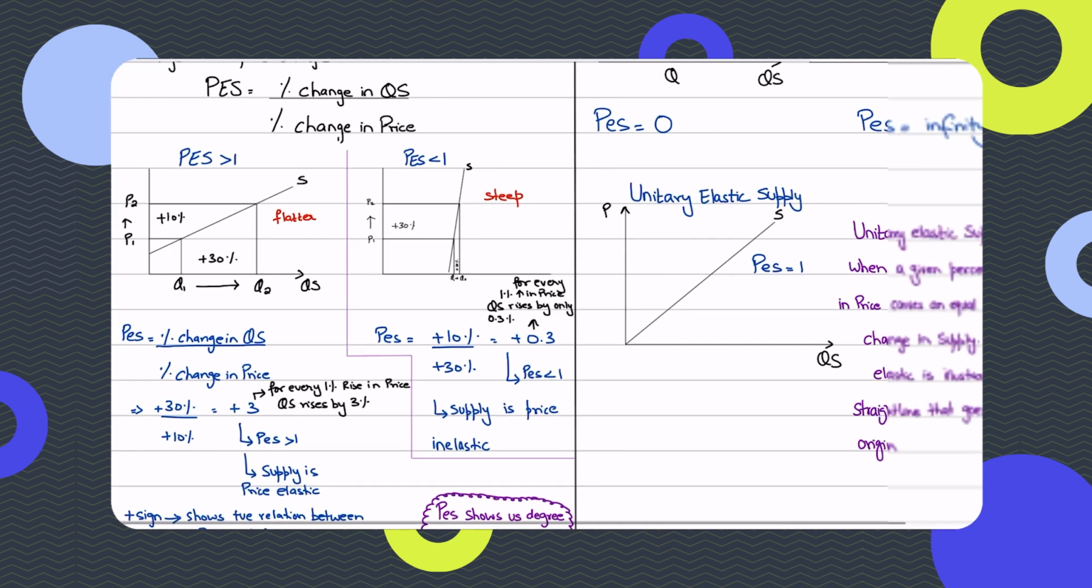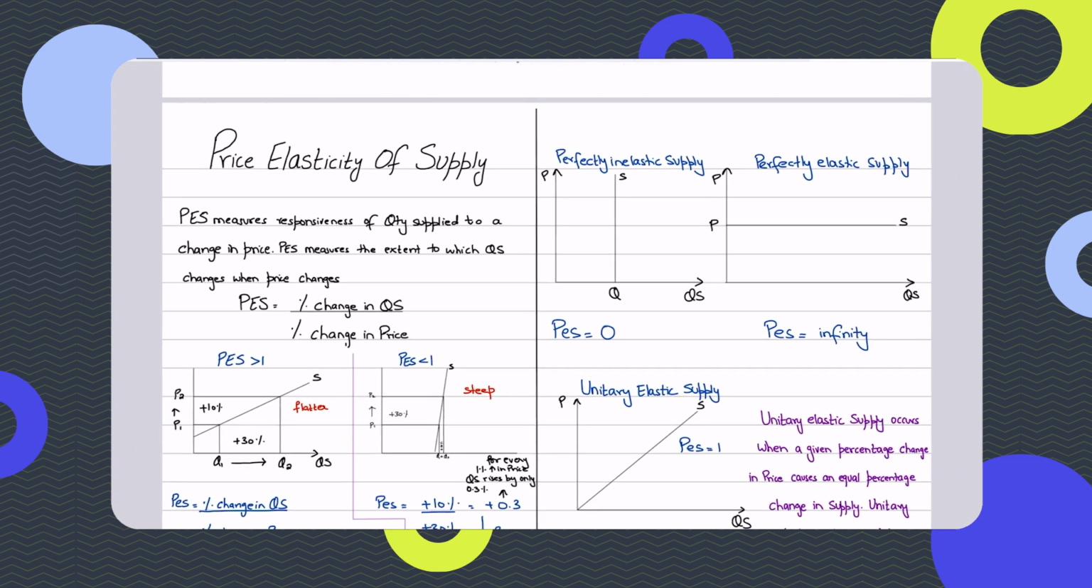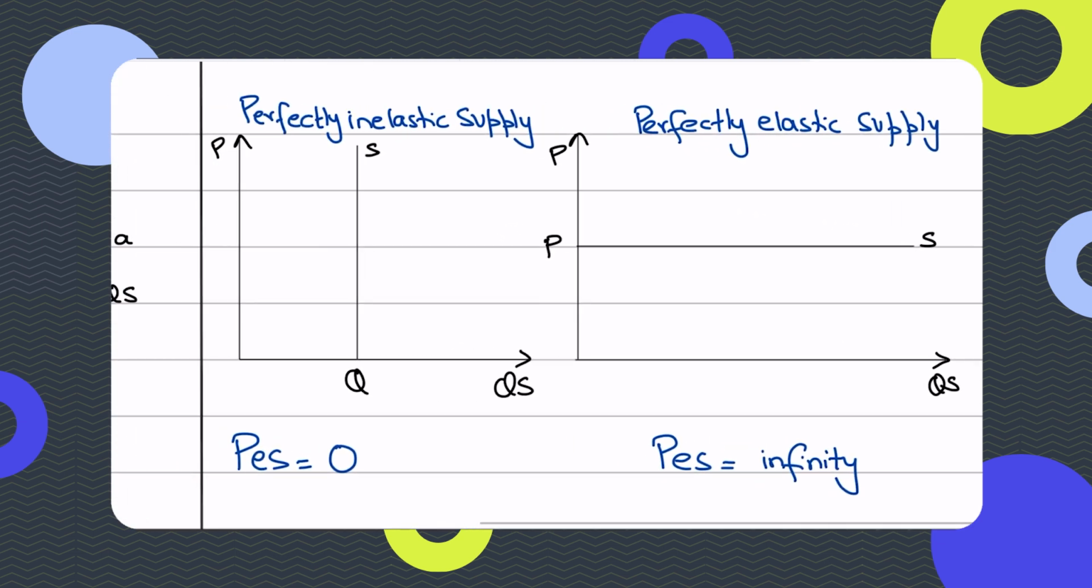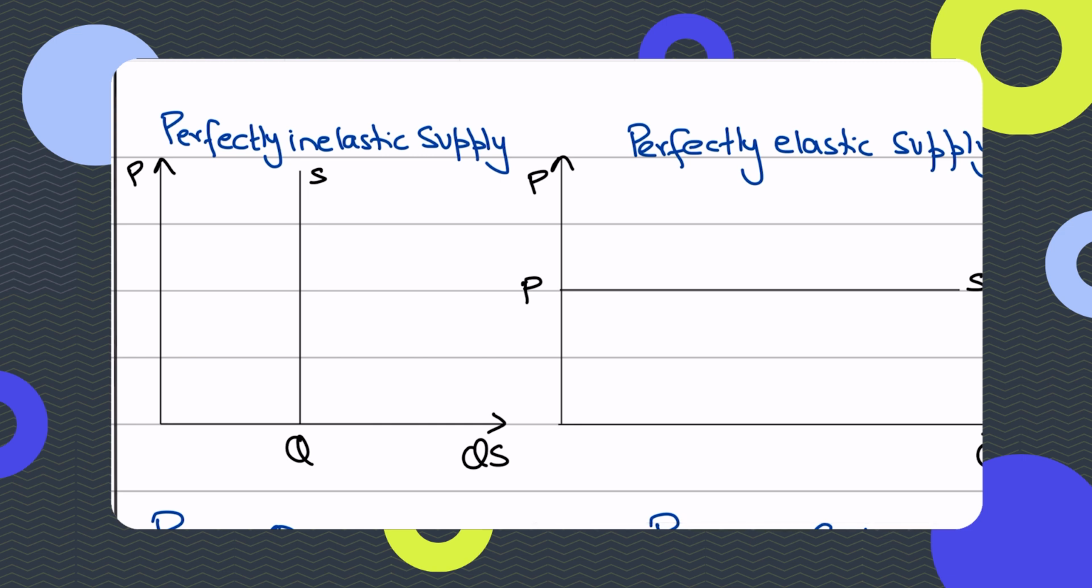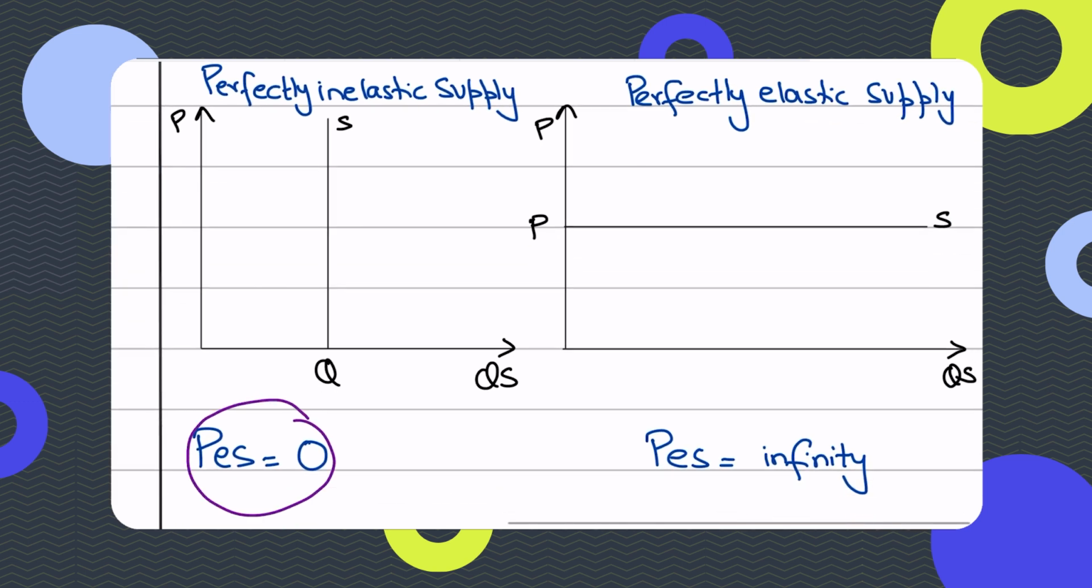Now guys, coming back, we also need to look at three special cases of elasticity. Just like we studied perfectly inelastic demand, there is also perfectly inelastic supply. And what do you really mean when you say perfectly inelastic supply? Perfectly inelastic supply, guys, is when the quantity supplied does not alter with price changes, and PES is equal to zero here.